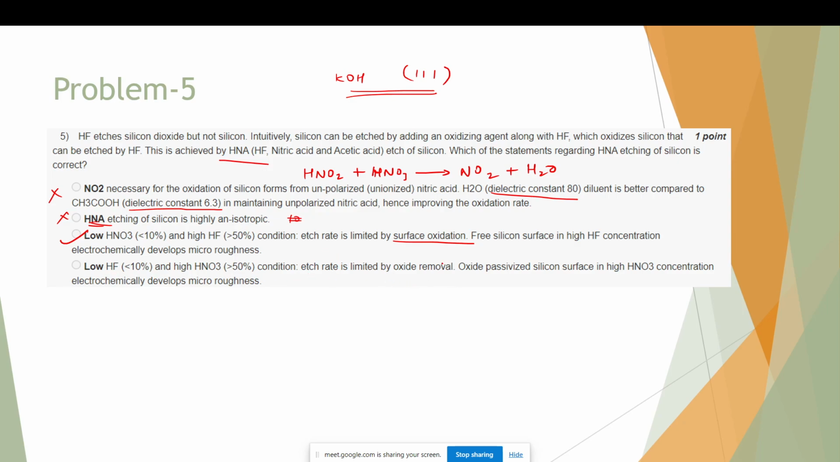Low HF and high HNO3 condition. Etch rate is limited by oxide removal. Oxide passivated silicon surface in high HNO3 concentration electrochemically develops micro roughness. HNO3 is not actually etching silicon, so it should not develop any micro roughness even if more HNO3 is present. It is limited by oxide removal, so some oxide will stay on the surface of silicon, but that won't cause micro roughness. So this is wrong.